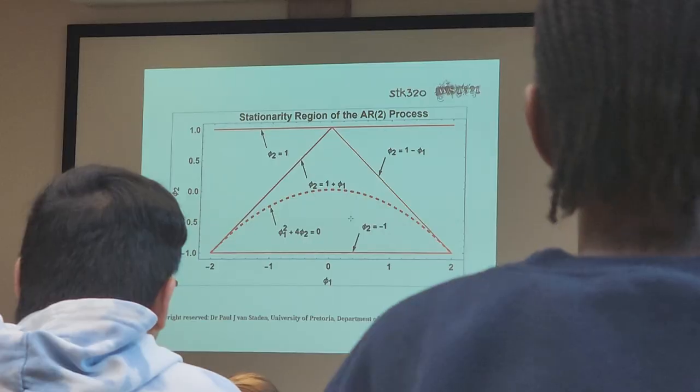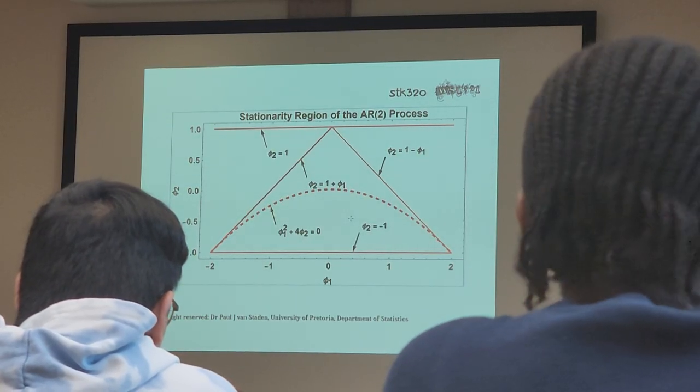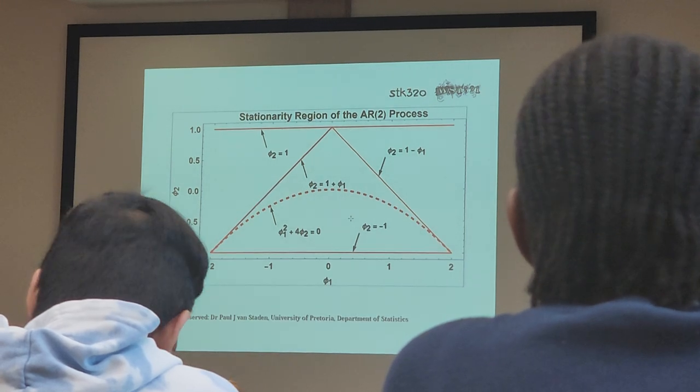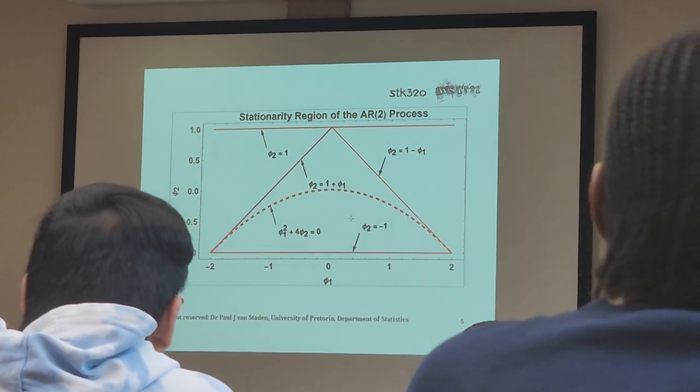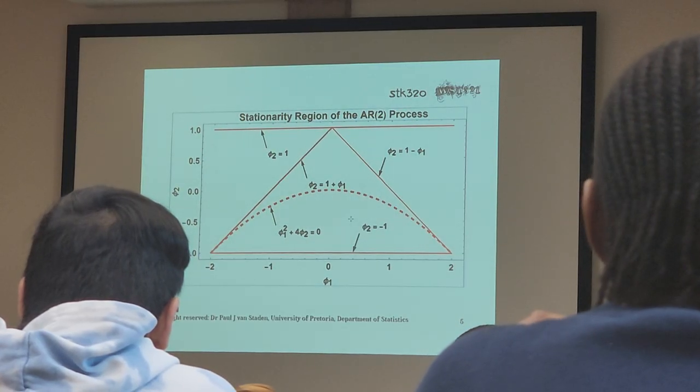For AR3, AR4, AR5, things become a lot more complicated because you have a lot more autoregressive parameters to be concerned with. So I will not ask you for stationarity for higher order AR models. I will not ask you anything about that.